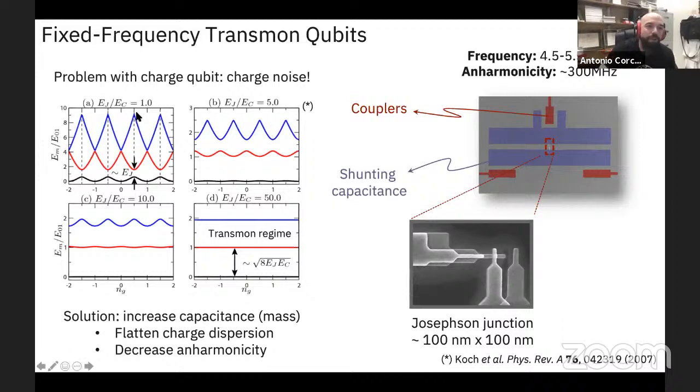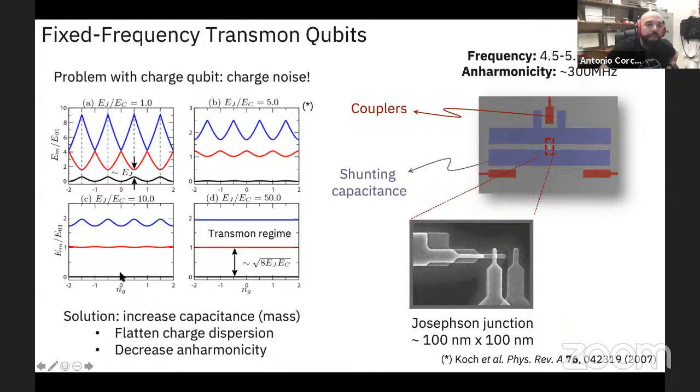If you plot the different levels of the qubit versus the charge on the x-axis here, we see that this charge dispersion is very wavy. And this is for a ratio of the energy in the junction to the energy in the capacitor of 1. But as we increase that ratio, and we put more and more energy in the junction, we can do that by, for example, increasing the capacitor, which decreases EC. That capacitor is shunting that junction in parallel. So this curve becomes flatter.